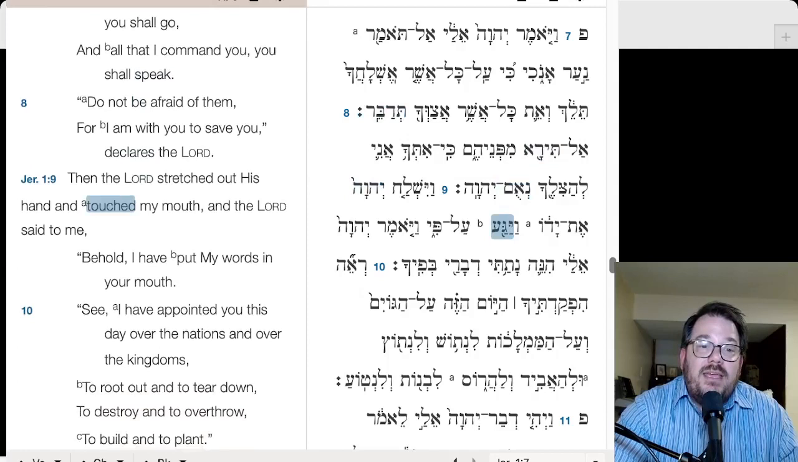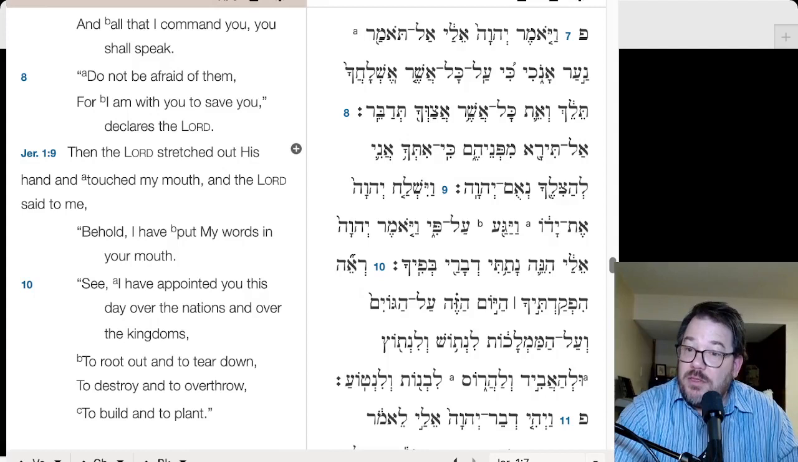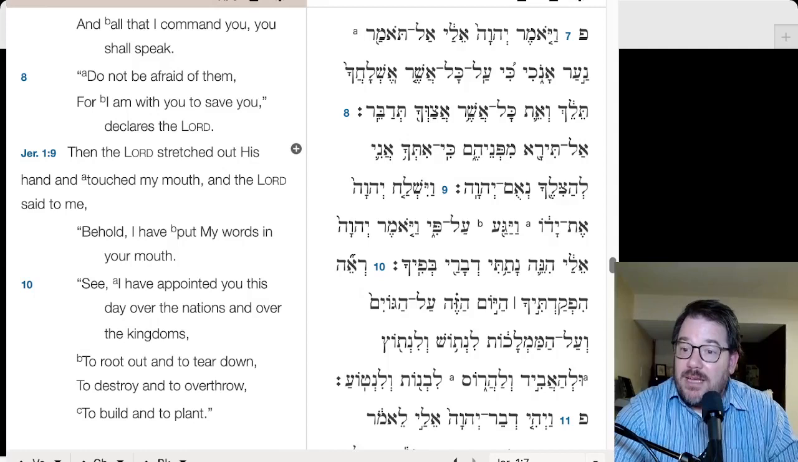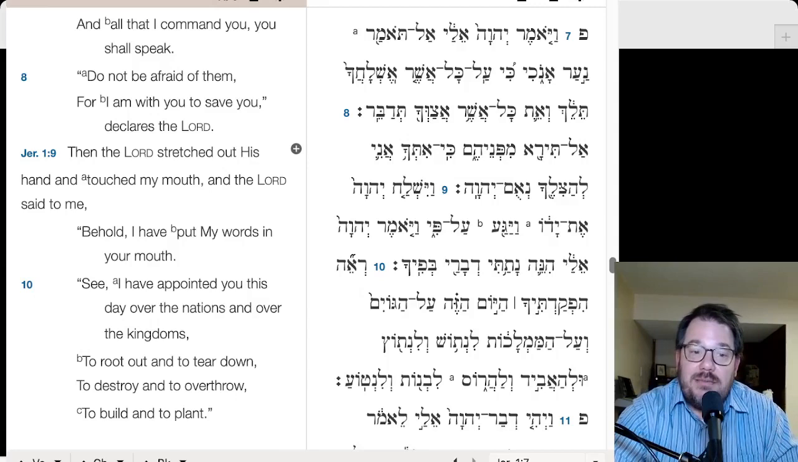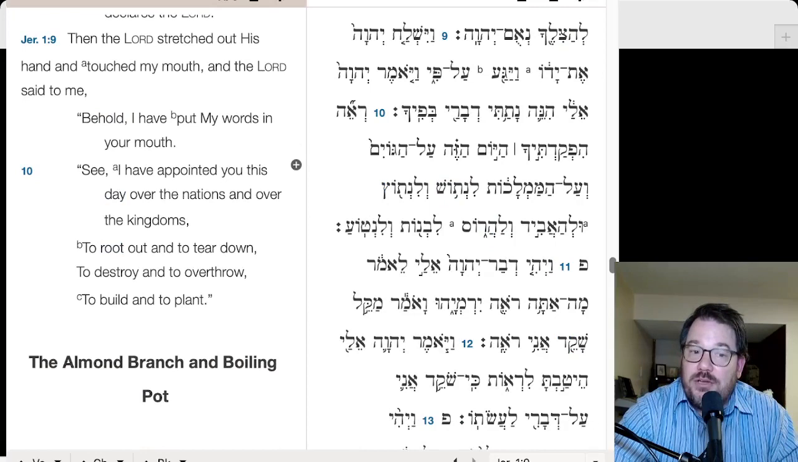So God is promising that his divine presence is going to be with the prophet. Again, this is similar to the promise of God's presence that he gives to Moses. You see the same thing happening there, so that comparison can definitely be made. And then we have this further overcoming. The Lord stretched out his hand, touched my mouth. The Lord said to me, "Behold, I have put my words in your mouth. See, I have appointed you on this day over nations and over kingdoms, to root out and to tear down, to destroy and to overthrow, to build and to plant."